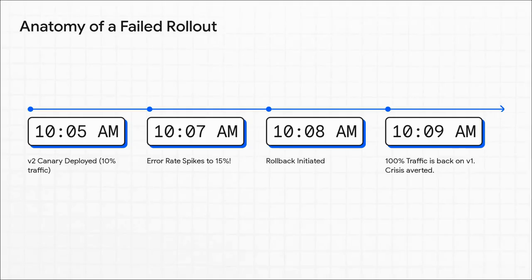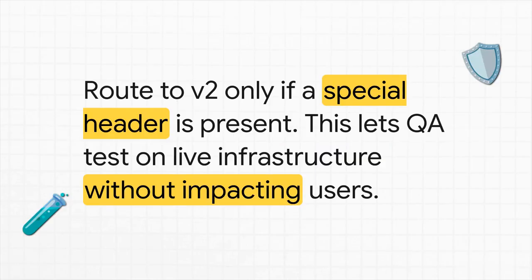So, 10:05 a.m., the canary goes live. 2 minutes later, bam, the error rate shoots up to 15%. Alarms are blaring, the team doesn't even hesitate. They just change that one little config file back to send 100% of the traffic to V1. And just like that, by 10:09 a.m., the fire is out, crisis averted, and the most important part, only 10% of users ever saw a problem and only for a couple of minutes.